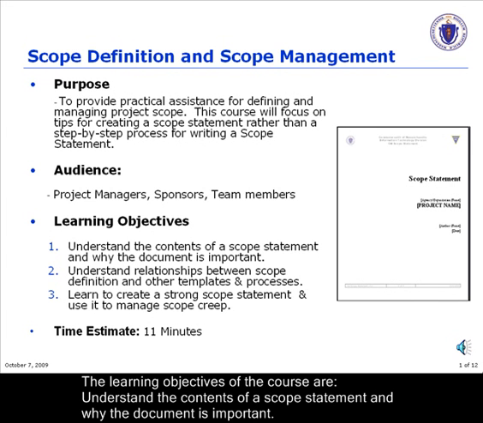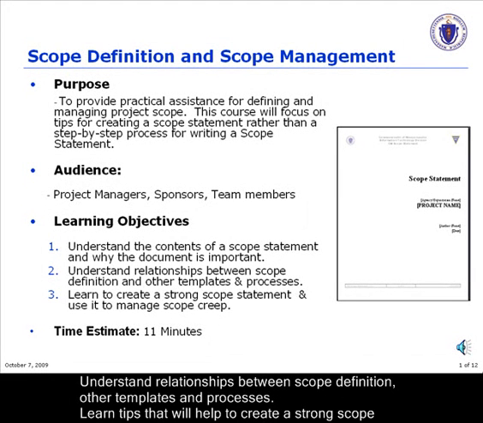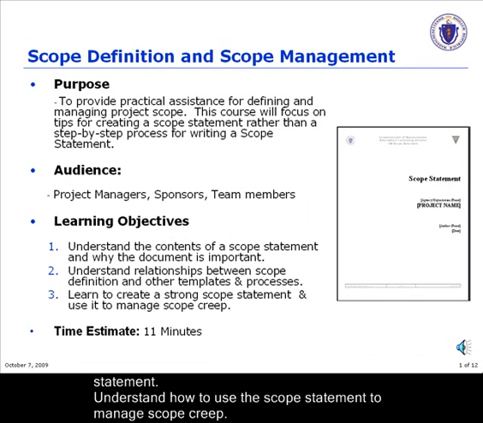The learning objectives of this course are: understand the contents of a scope statement and why the document is important, understand relationships between scope definition, other templates and processes, learn tips that will help to create a strong scope statement, understand how to use the scope statement to manage scope creep.